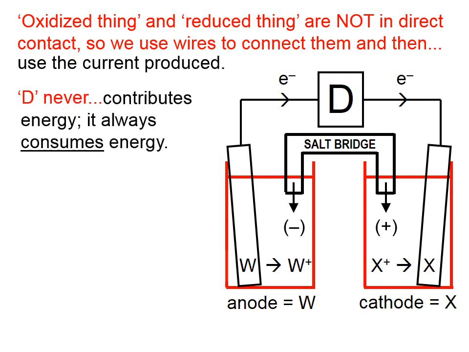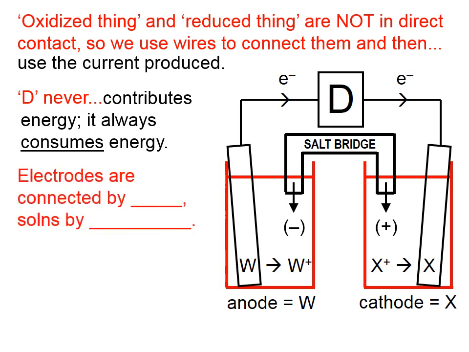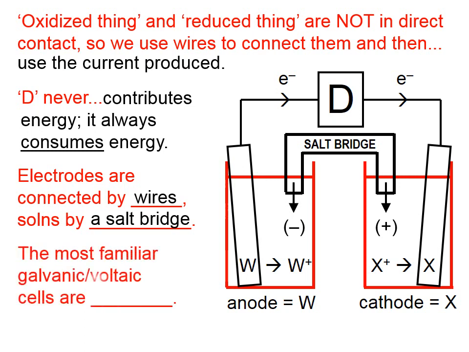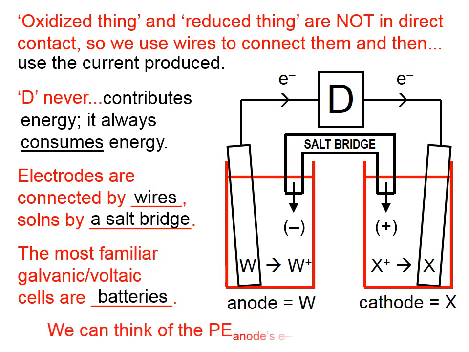With a galvanic cell, D, which is a device, never contributes energy. It always consumes energy, or at the very least simply transfers energy, but it never adds any energy into the system. If it's a wire, or if it's an ammeter or a voltmeter or some device to be powered, whatever D is, it doesn't add any energy into the system. The electrodes are connected by wires of some kind, and the solutions are connected by a salt bridge or a porous disc. And the most familiar galvanic or voltaic cells are batteries.